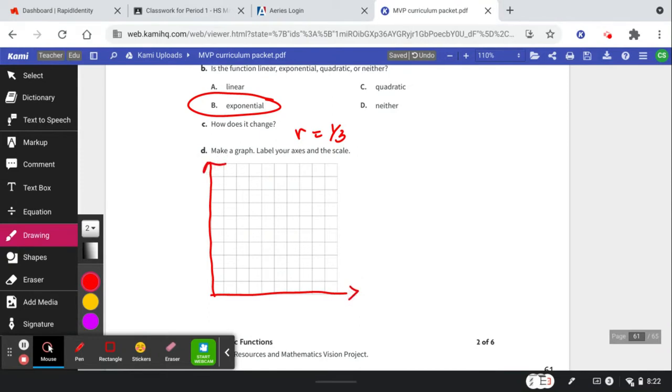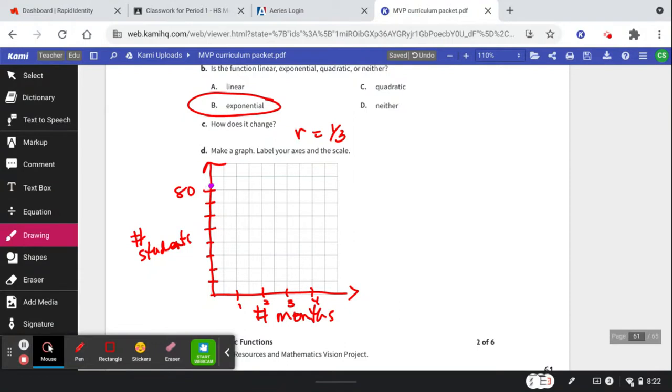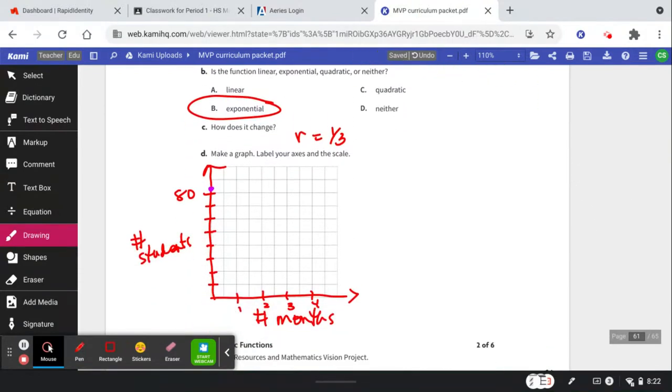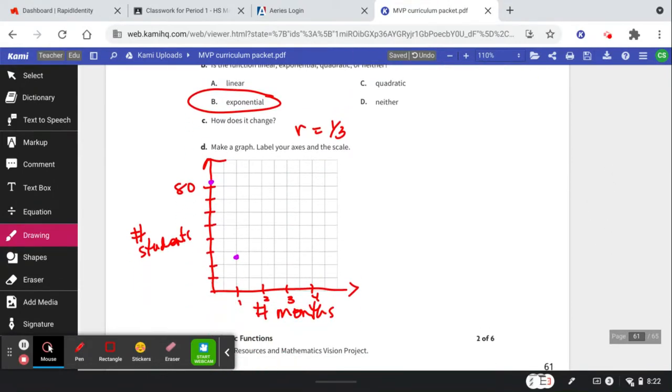So we're starting with 0, 81. So let's go 10, 20, 30, 40, 50, 60, 70, 80. This is number of students in the course. And on the bottom is our number of months. So we're going to start up here at 81. We're going to go down here to 27. We're going to go down here to 9. And then 3.